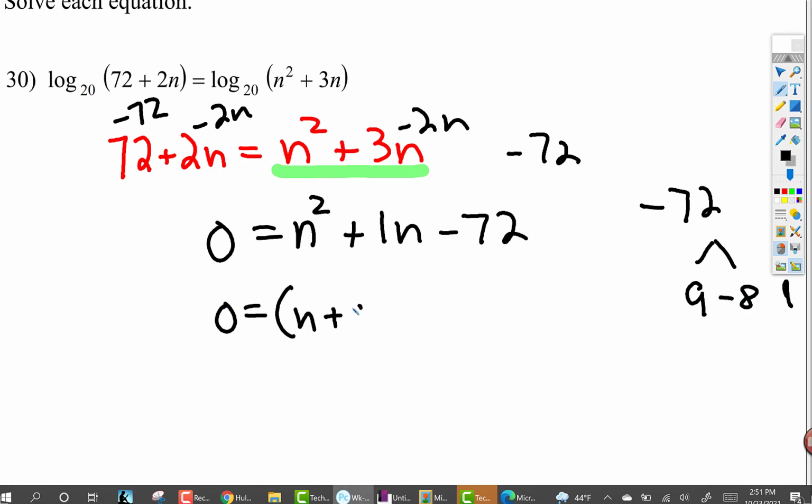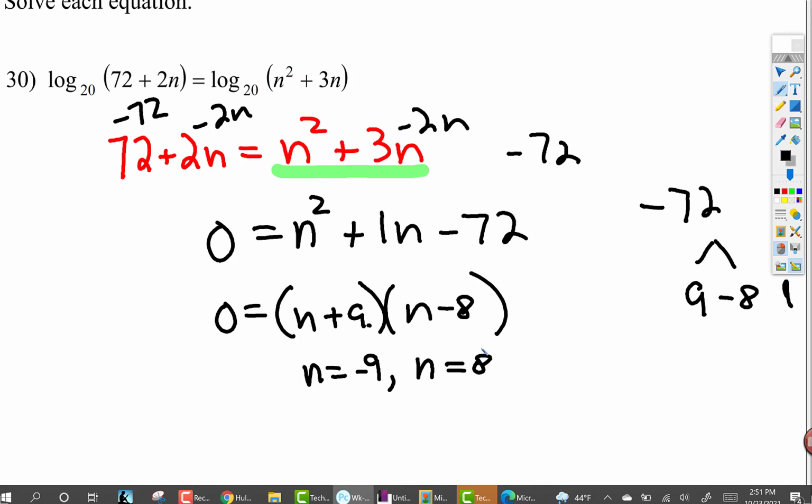So n plus 9, n subtract 8, and then when we have to solve, the opposite of 9 is negative 9. The additive inverse to 9 is negative 9. The additive inverse to negative 8, what zeroes out negative 8, is positive 8. And then you have to check both of them.